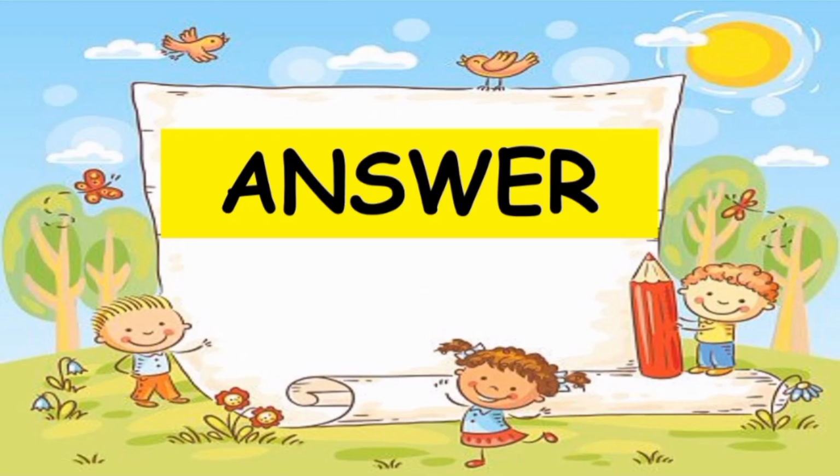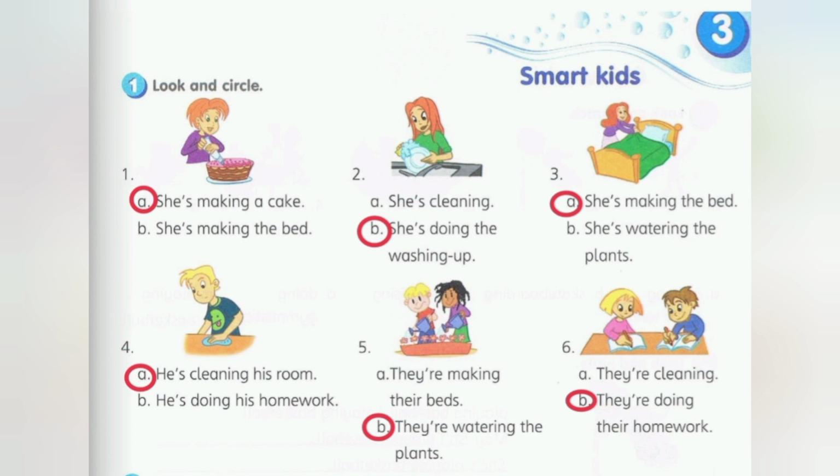Answer. Jawapan. 1. A. She's making a cake. 2. B. She's doing the washing up. 3. A. She's making the bed. 4. A. He's cleaning his room. 5. B. They are watering the plants. And the last one, 6. B. They are doing their homework.